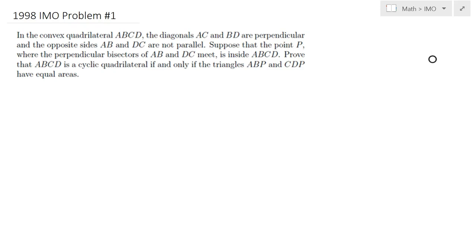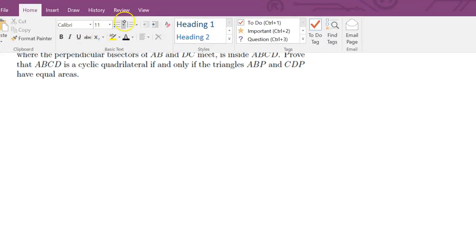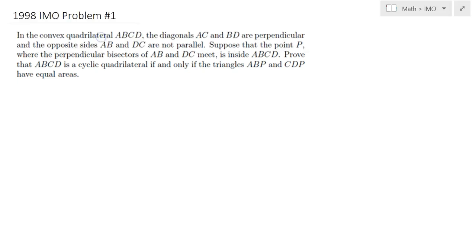Hello everybody, in this lecture we will be solving 1998 IMO problem number 1. Here is a view of this problem. When we check, we realize that there is an if and only if statement that needs to be proven in this problem. So as a result, I will first start with this direction, assuming that A, B, C, D be a cyclic quad.